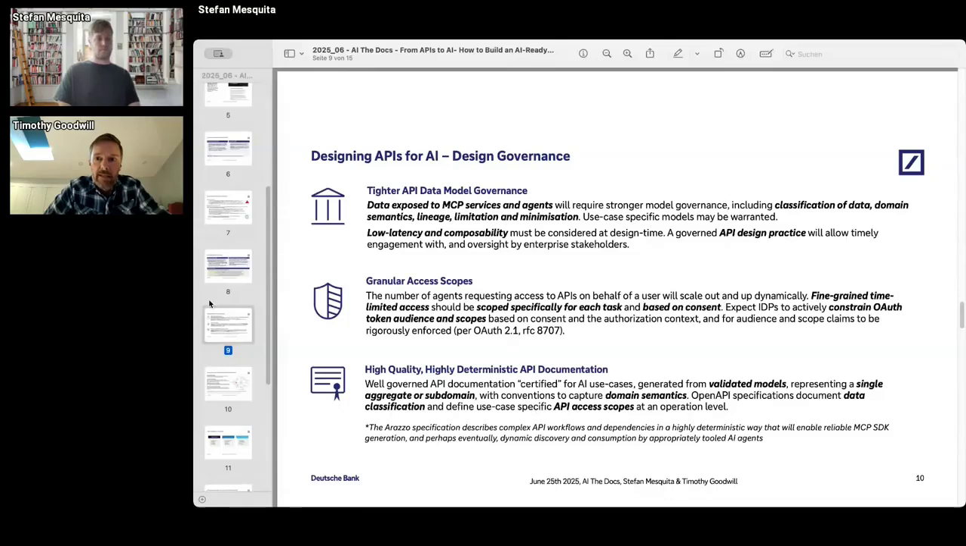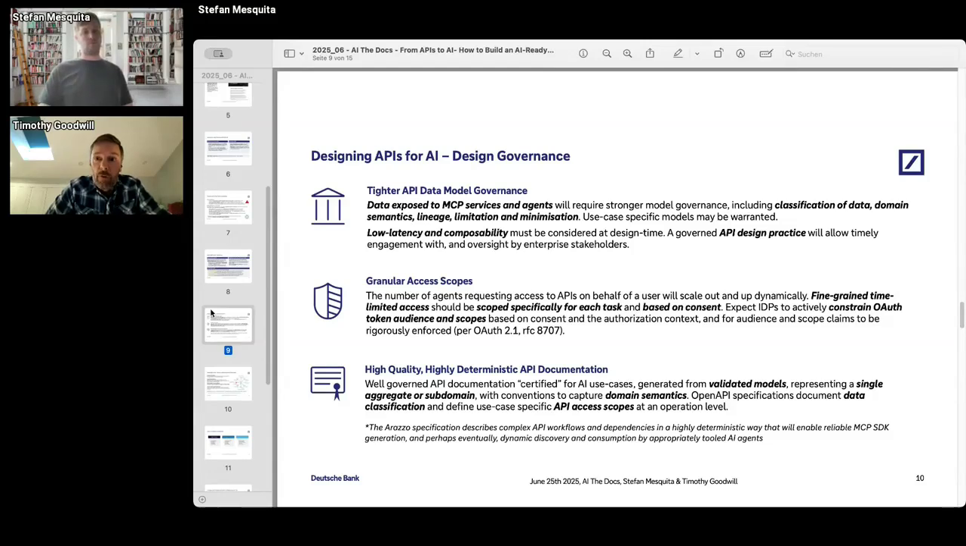We have granular security applied. So we need to have a design practice. We need to ensure that our models have some oversight before they're actually implemented. So again, granular access scopes, fine grain, time limited access, and we need to define scopes, security API scopes at a granular level, so that we can apply appropriate security to the models that we're exposing.